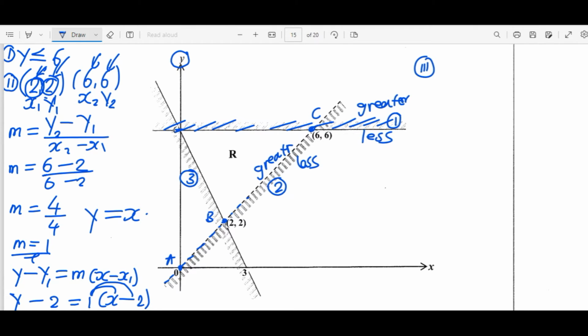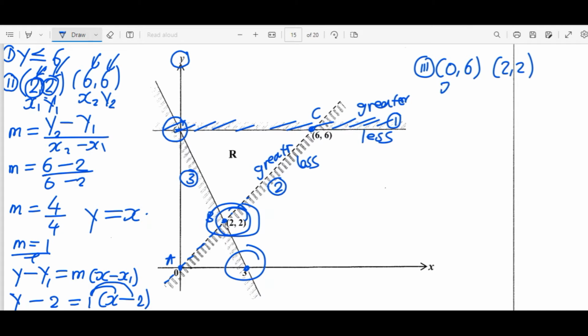So inequality number 3 is also similar to inequality number 2. We need to find a gradient. So I'm going to take the coordinates here. On the y-axis, it's 0, 6. Always, it's 0, the number. Then I'm going to use 2, 2. If you want, you can use 3, 0. If you want, you can use this and this. You still get the same answer.